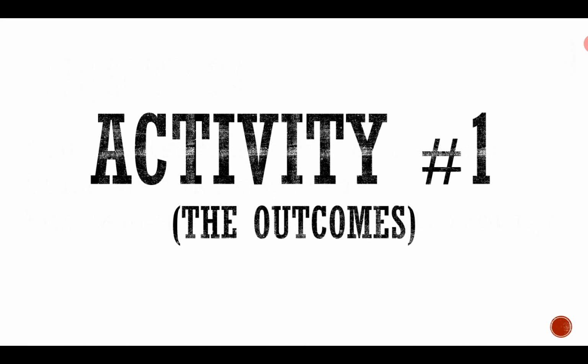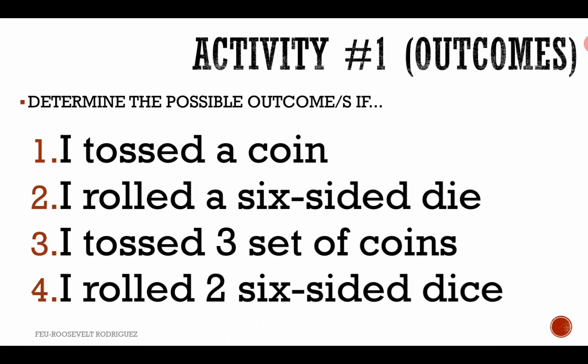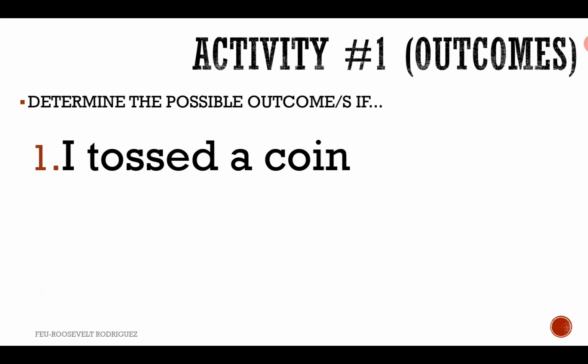So for our first activity, for example, we are asked to determine the possible outcome or outcomes if we toss a coin, we roll a six-sided die, we toss three set of coins, and we roll two six-sided dice. Okay, so sagutan natin yung first problem dito, which is tossing a coin.